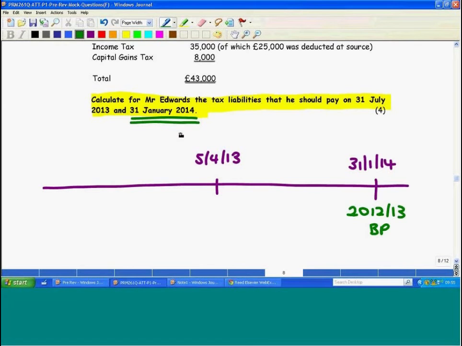Now remember, we don't just make balancing payments, we also have to consider payments on account. These take place on the 31st of January and the 31st of July each year.